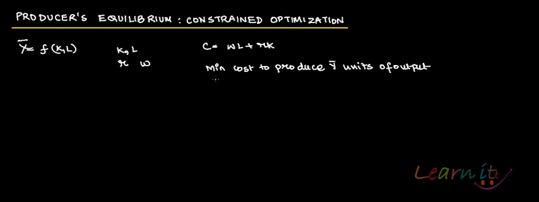When I say minimum cost, what are the endogenous variables in this objective function? L and K are what the firm can choose, because W and R are given exogenously to the firm. So it forms the Lagrangian. The objective function is WL plus RK, subject to the constraint that you have to produce Y bar units of output: Y bar minus f of K, L.